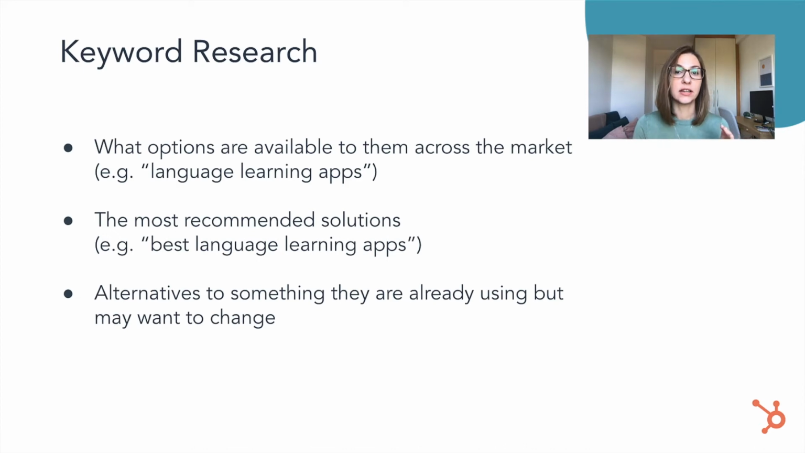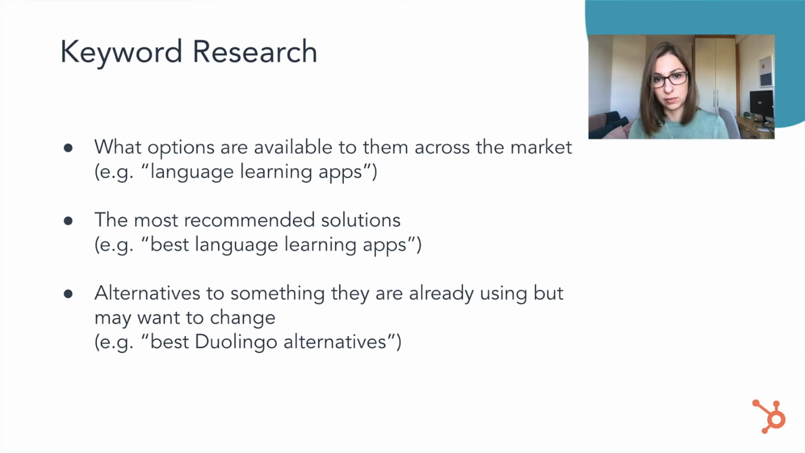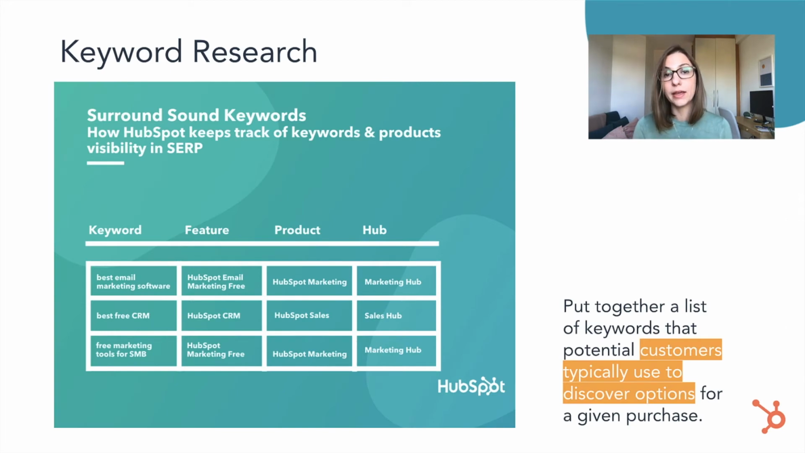And thirdly, if they already use a tool but want to change it, they're going to look for alternatives, like best Duolingo alternatives, best MailChimp alternatives, best HubSpot alternatives, and so on. So these are the 3 types of keywords that I would look for in the beginning to start forming my list. Then I would make sure that I bucket those keywords into topics.